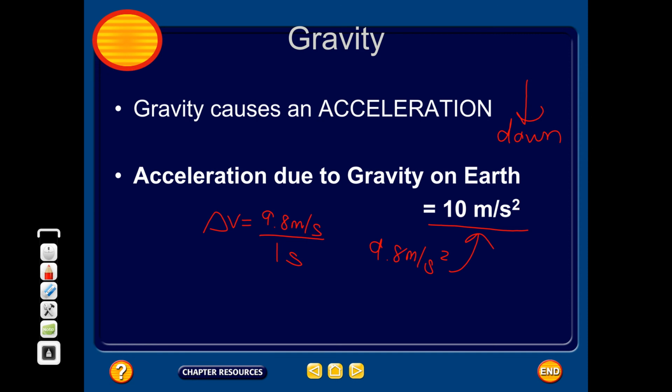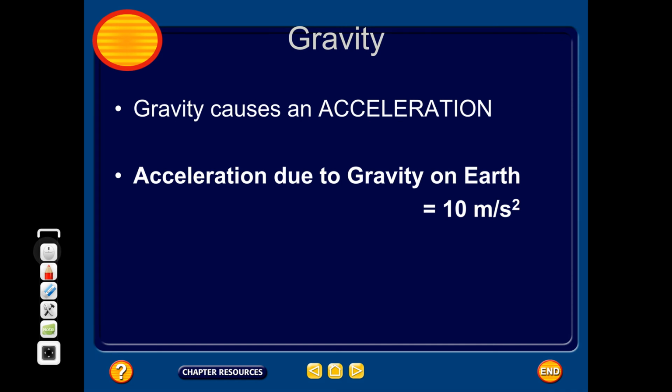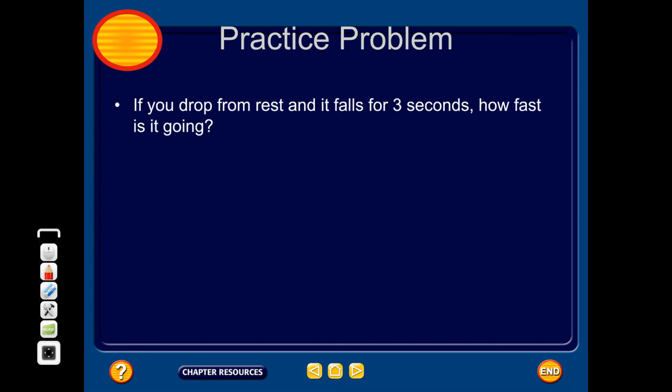Let's make this easy. Just use 10 meters per second every single second. So you're going to get 10 meters per second faster if you're going down every single second. You're going to go 10 meters per second slower if you're going up, because if you go up, you're going to slow down. But that's basically what we're looking at. Gravity is an acceleration, which is always 10 meters per second squared acting downwards. So if we had a problem with it, we could continue using this acceleration formula.